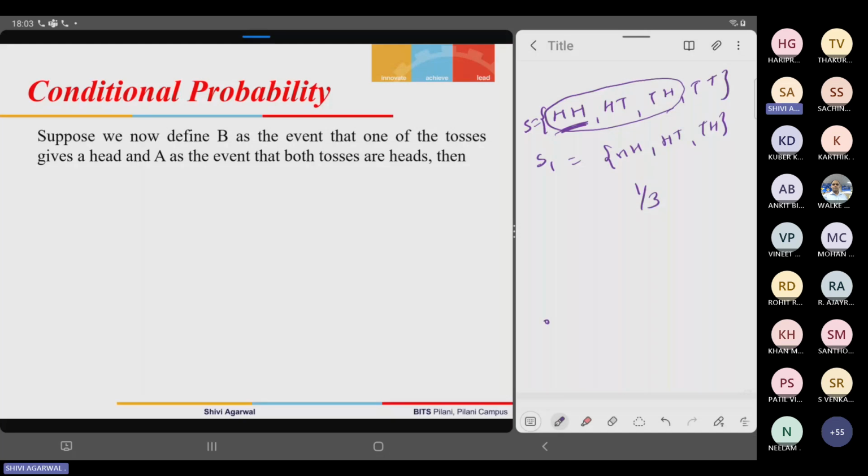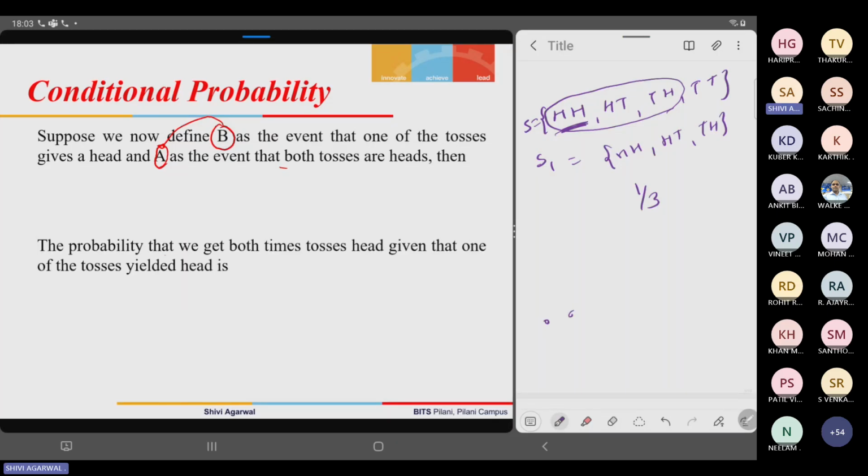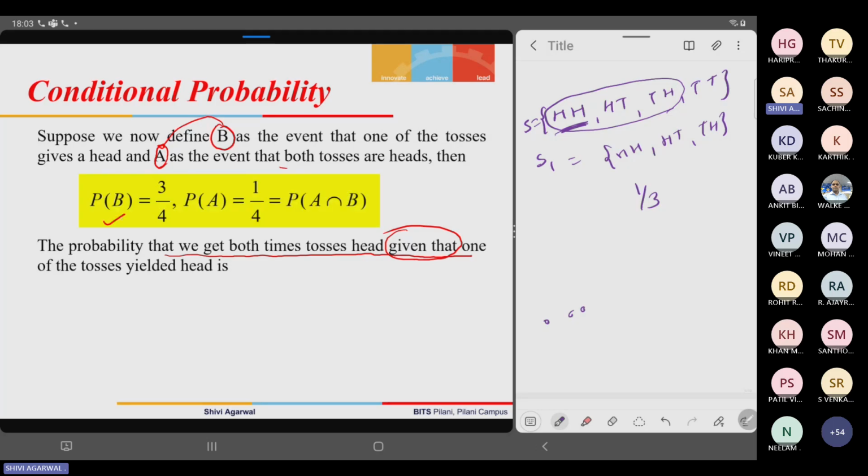Now suppose we define the event B as the event that one of the tosses gives a head, and A as the event that both tosses are heads. So we have two events, and event B has some effect on event A. The probability that we get both tosses heads, given that one of the tosses yields a head, is the important language we use in conditional probability. The probability of B is 3/4, the probability of A is 1/4, and that is the probability of A intersection B here.